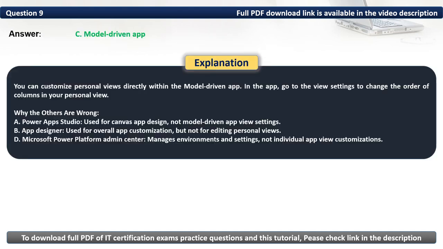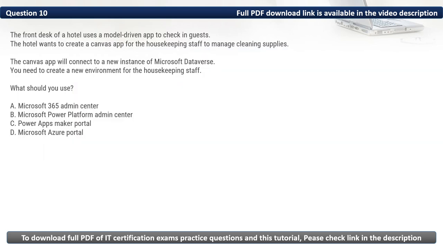You can customize personal views directly within the model driven app. In the app, go to the view settings to change the order of columns in your personal view. Question 10. The front desk of a hotel uses a model driven app to check in guests.